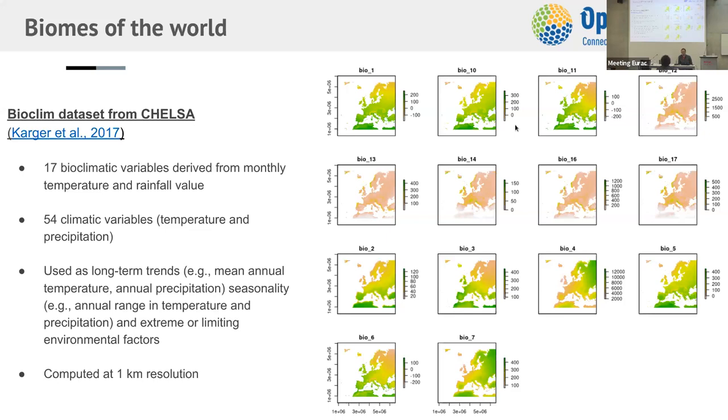So what we did, we relied on this work developed by Chelsa, and basically they produced 17 bioclimatic variables, considering monthly temperature and rainfall values, and also 64 climate variables considering temperature and precipitation, long term. They have this for the past at 1 kilometer. We use this as our reference data for climate at OpenGeoHub. We used this for several models to predict, for example, the past, like land cover, or considering the climate or tree species. But to predict the future, of course, we need to have future predictions.